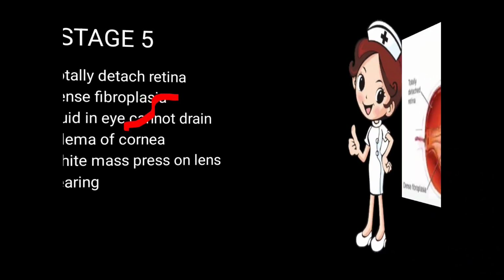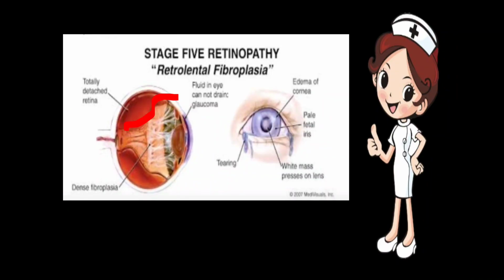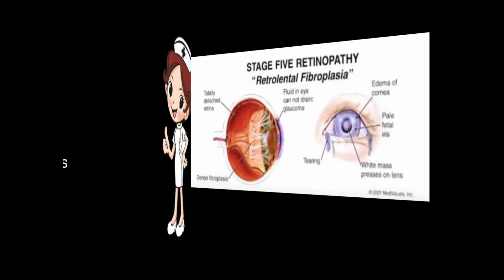Fluid in the eye cannot drain. Now there is fluid present in the eye because there is no space for the fluid to get drained, which is formed by the ciliary body, and it is very important for maintaining the intraocular pressure. So there is no space to drain the fluid. That is why glaucoma occurs.